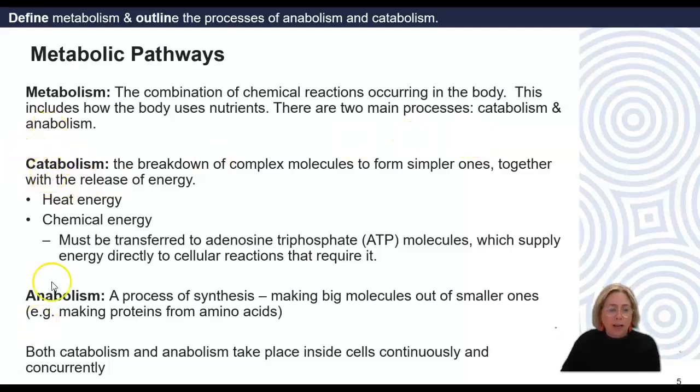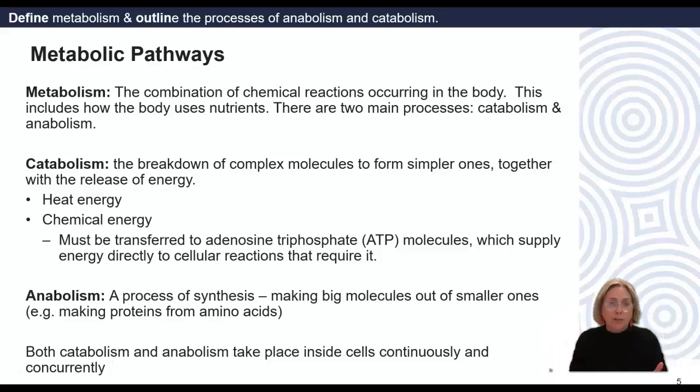We'll define those now. Catabolism is the breakdown of complex molecules to form simpler ones. And in doing this, this releases energy, heat energy and chemical energy. And chemical energy must be transferred to ATP or adenosine triphosphate molecules, which then supplies energy directly to cellular reactions that require it, okay?